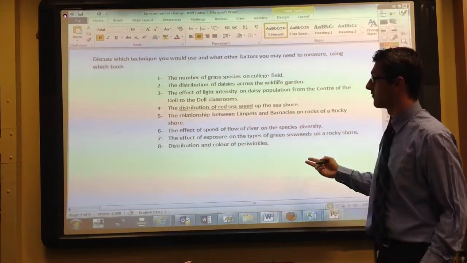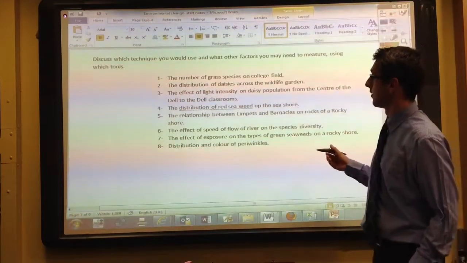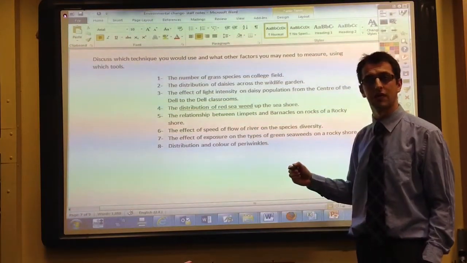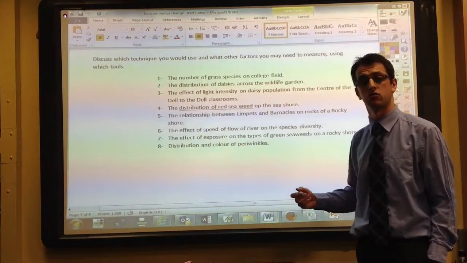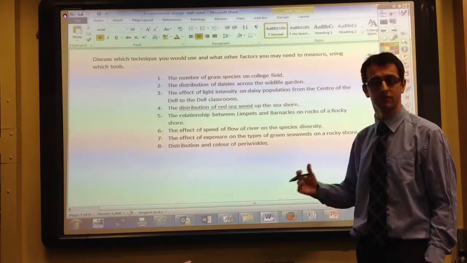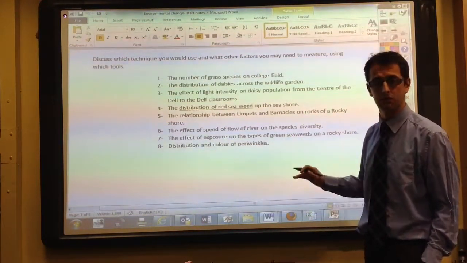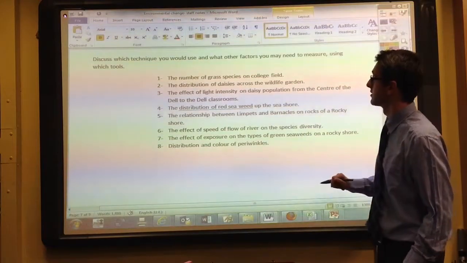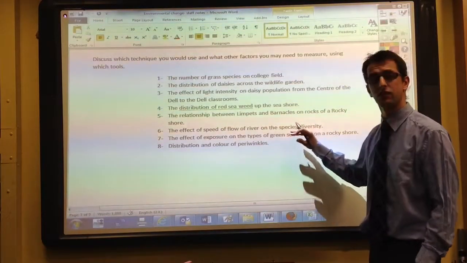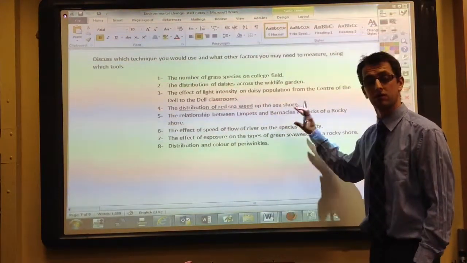What tools do you therefore need to do that? And what sort of data could you get, and what graph might you draw? A bar chart, a line graph, a scatter graph, whatever. What's going to be the best way to interpret that data? And then obviously suggest some reasons as to why you think changes might change.